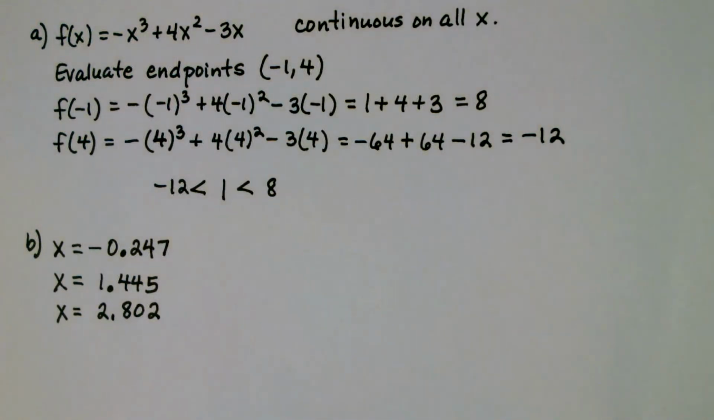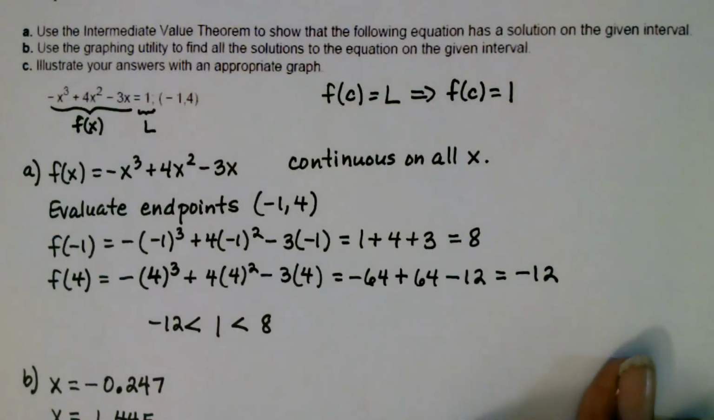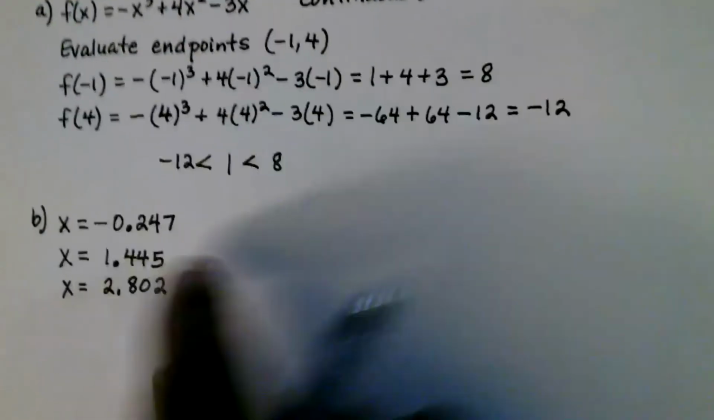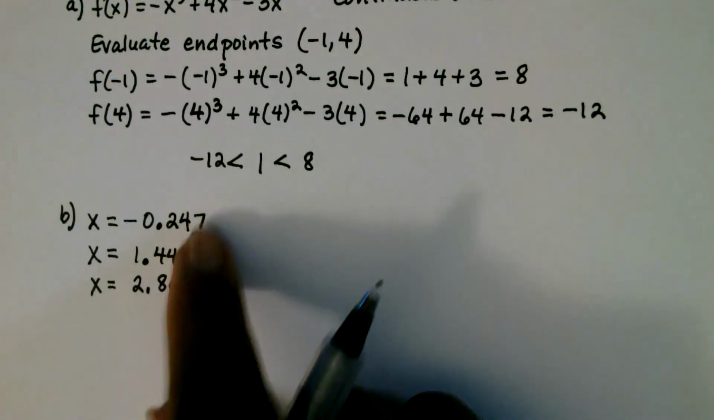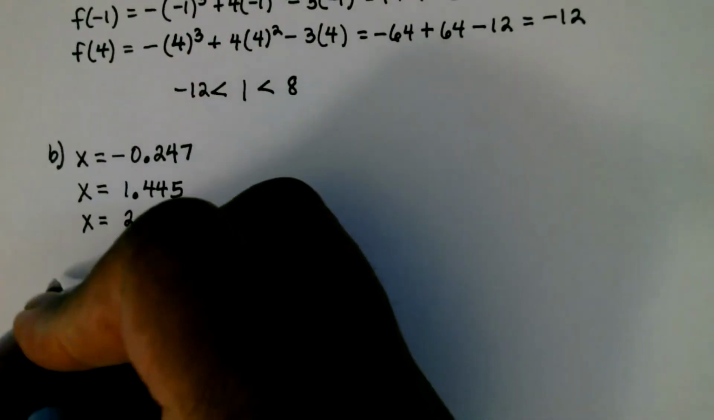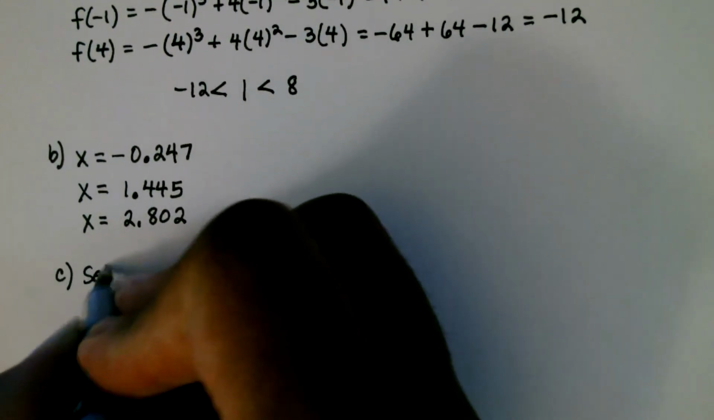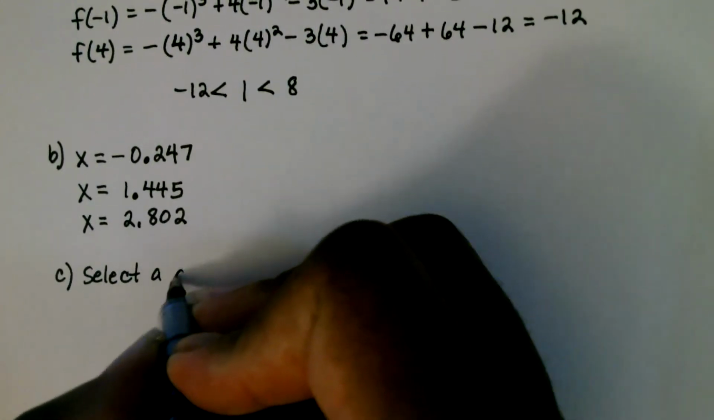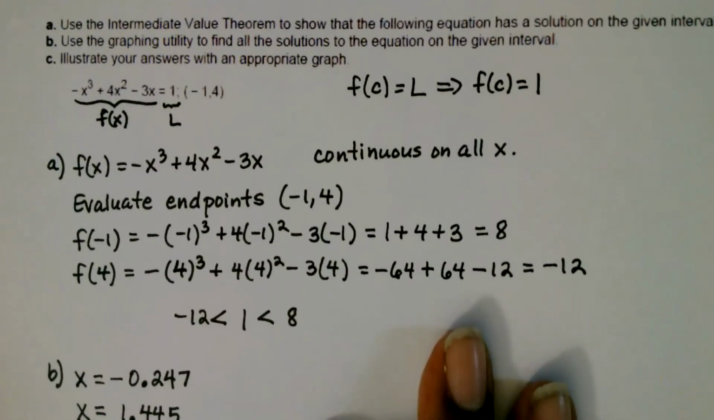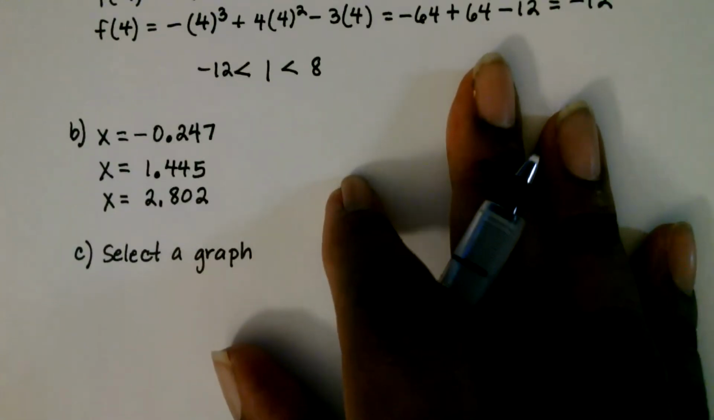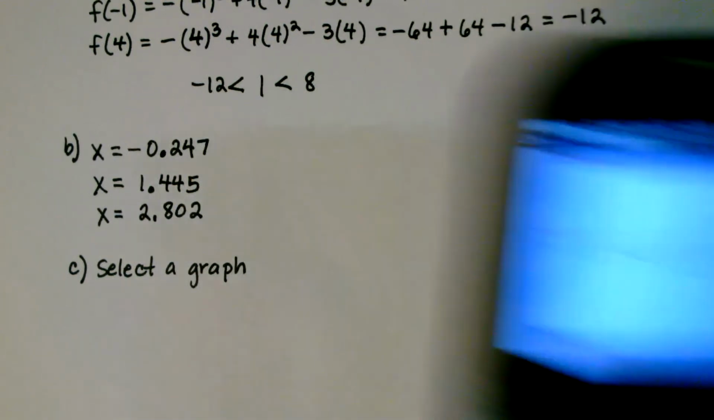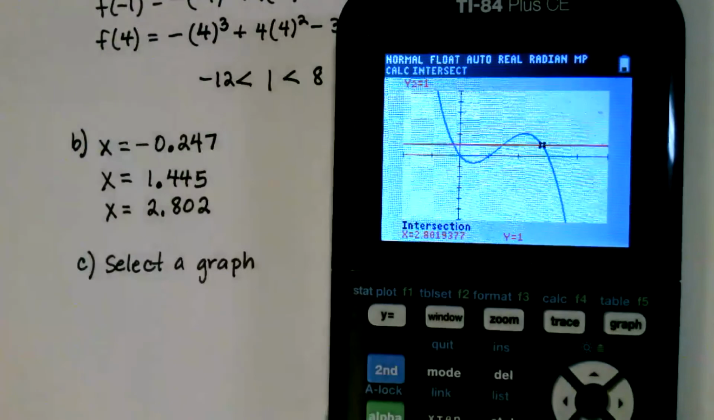It's just coming up with the solutions to the equation on that given interval. And they are in that interval between -1 and 4, as you can see. Now, part C, in the homework, you'll be given 4 different graphs to choose from. Because in part C, you're going to illustrate your answer with an appropriate graph. You'll just select the graph in MyMathLab that best fits the one that you have on this calculator.